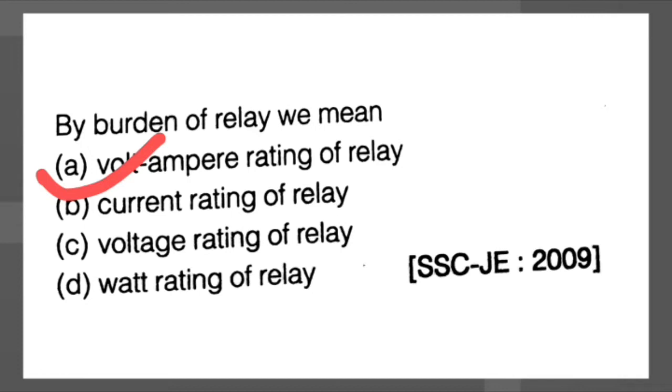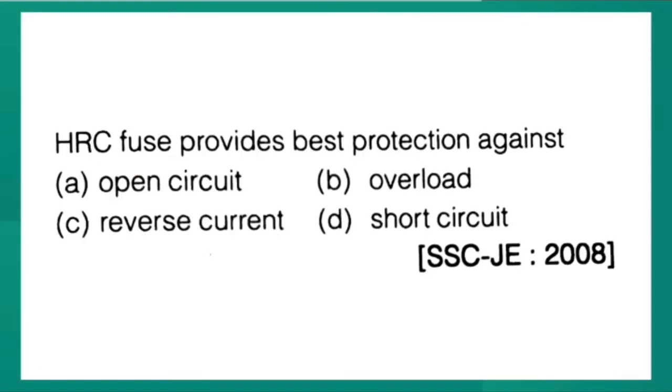Okay. So next question is: HRC fuse provides best protection against, and options are open circuit, overload, reverse current and short circuit. So correct answer is option D, short circuit. HRC means high rupturing capacity.